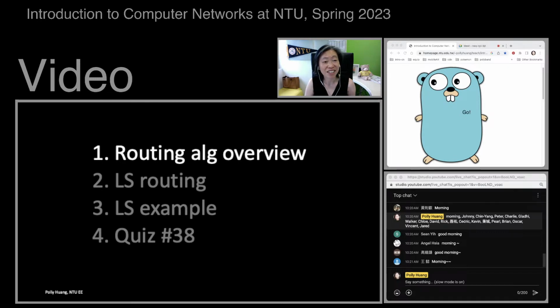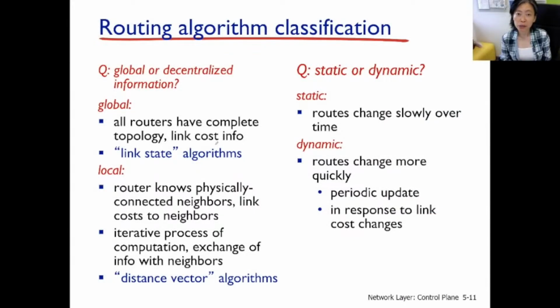The two algorithms, the overview. Polly will be introducing two routing algorithms next. First is called the link state algorithm, second, distance vector. The link state routing works this way. Inside the network, each router implements an algorithm. Before this algorithm can be triggered, the router needs to wait to have the complete topology and link cost information.